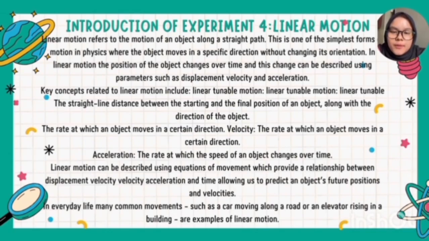So linear motion can be described using equations that relate displacement, velocity, acceleration, and time. These equations help us predict an object's future position and speed. Examples of linear motion include a car driving on a road or an elevator moving in a building.